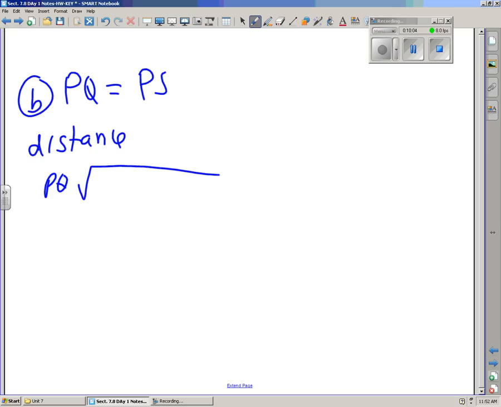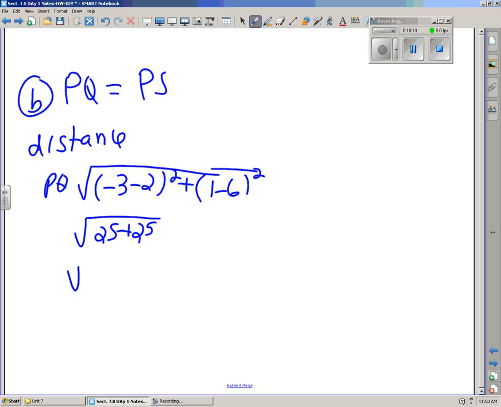So PQ is going to be negative 3 minus 2 squared, and then it's going to be plus 1 minus 6 squared. And so what happens here is I'm going to get the square root of 25 plus 25. So PQ is square root of 50. I could leave it like this if I wanted to, or there's no reason to break it into 5 radical 2. Either one is fine.